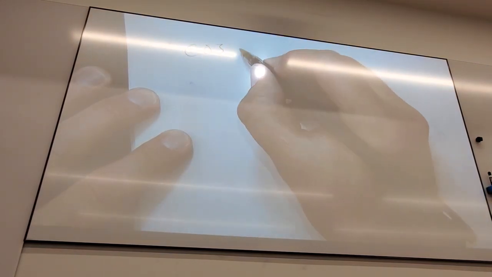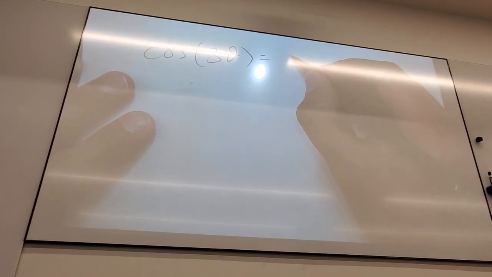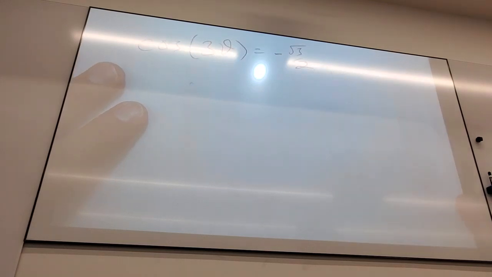So what if I had cosine 3 theta equals negative square root of 3 over 2? We could separate it as cosine of 2 theta plus theta. I desperately don't want to do that.